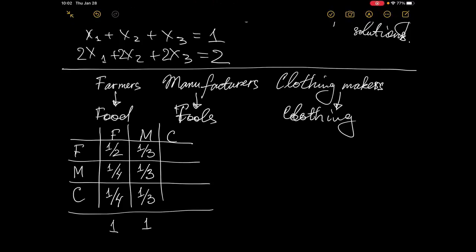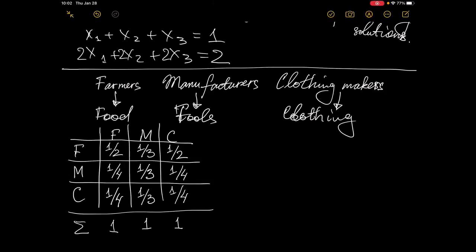Okay, clothing makers, because there are a lot of farmers, you need to give half of the clothing you produce to them. And there are not so many manufacturers, so as a result, you give 1/4 to the manufacturers and 1/4 you leave to yourself because you also need some clothing to walk in the sun or to walk during the winter, right? So again, altogether, the sum is 1.